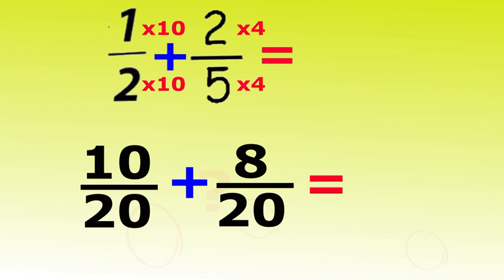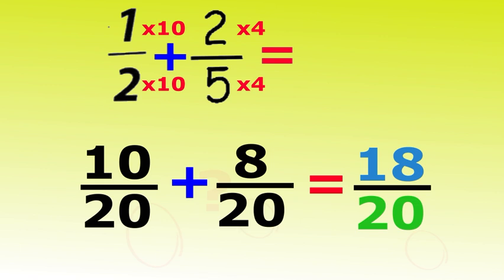Adding them together gives 18/20. But have you noticed? We can simplify this fraction because we can divide the top and bottom numbers by 2. When we do that, we get 9/10, which is the same answer as before. And that's the difference between using the lowest common denominator and just any other common denominator.